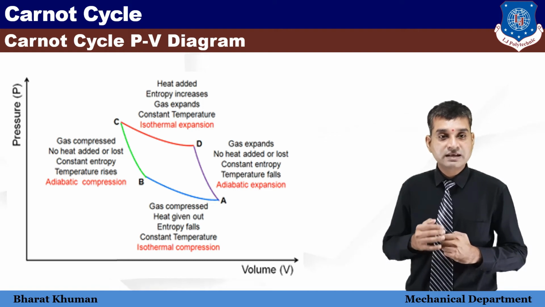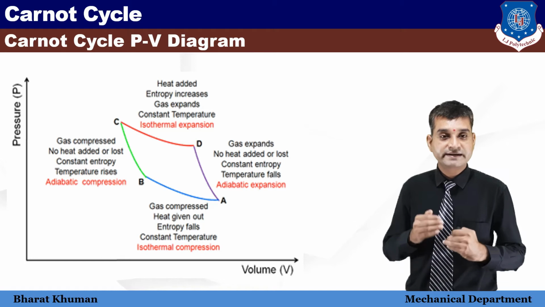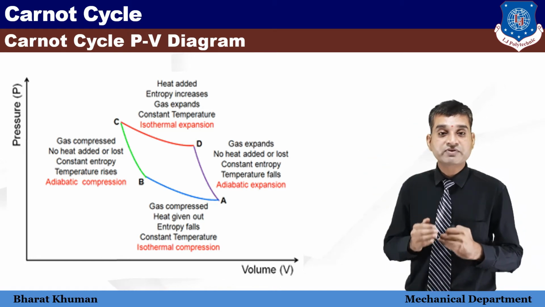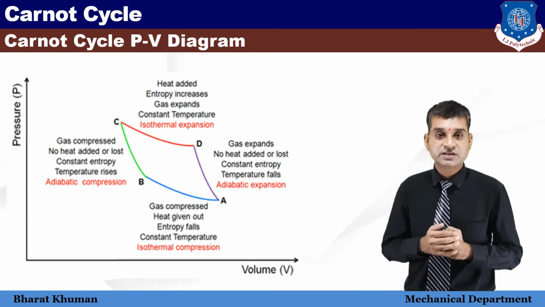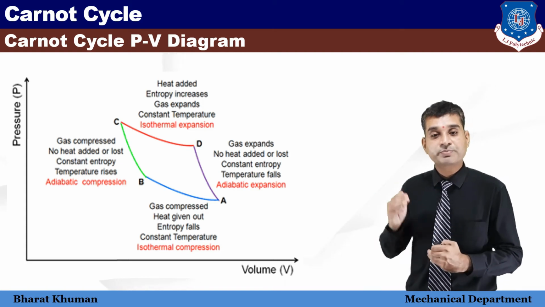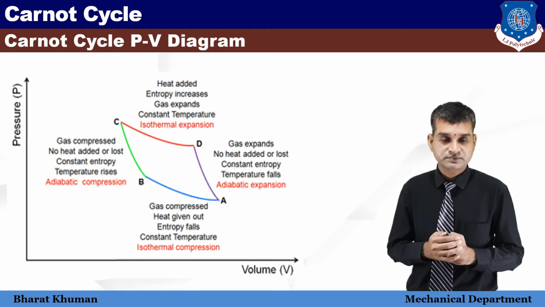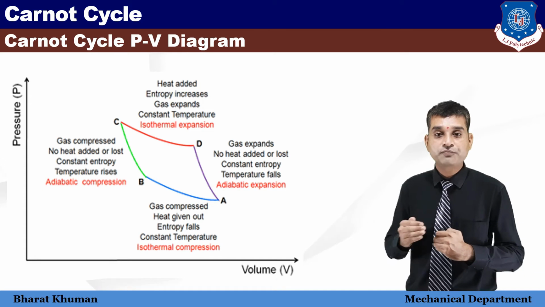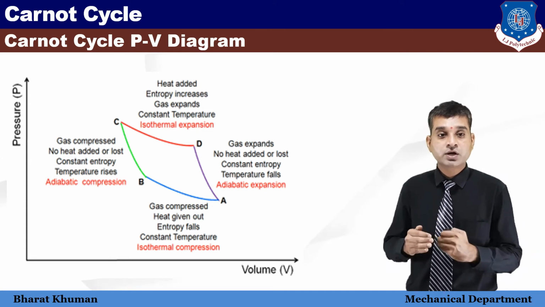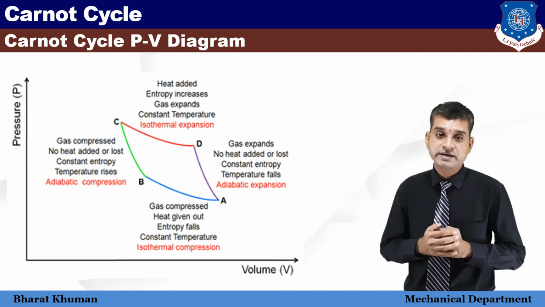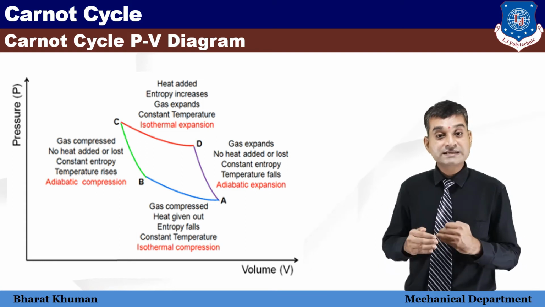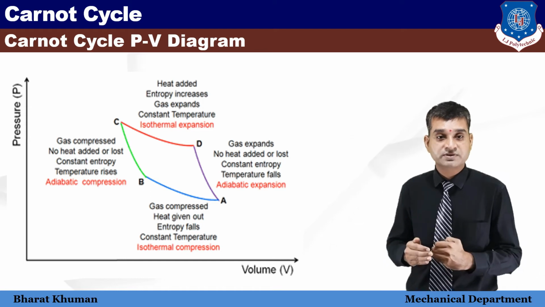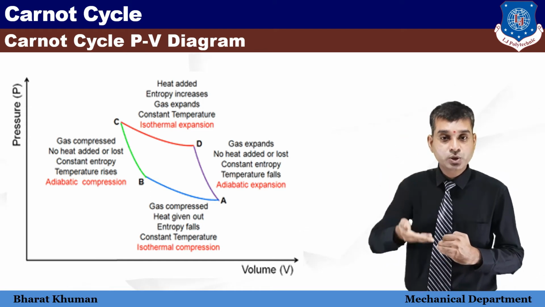Now students, the last process, DA. Here we can see in the diagram it is reversible adiabatic expansion, otherwise we can say isentropic expansion. Students, during this process the engine is perfectly insulated so that no heat is lost or absorbed. The gas continues expanding slowly until the temperature drops from high temperature to low temperature.